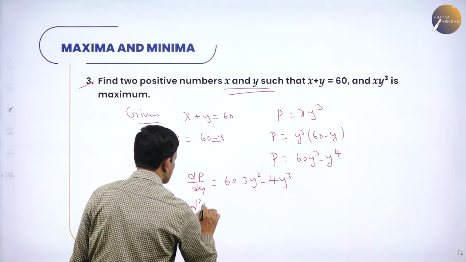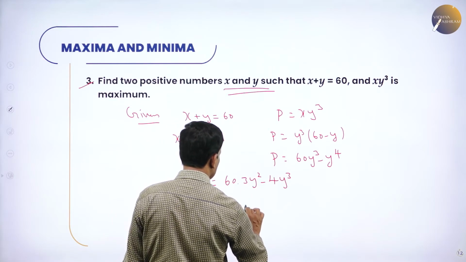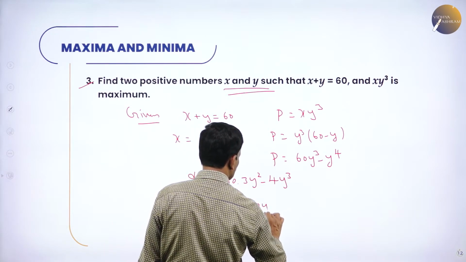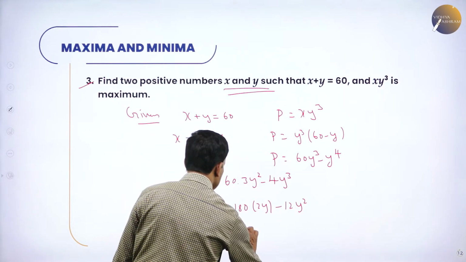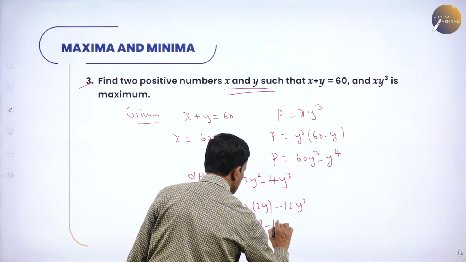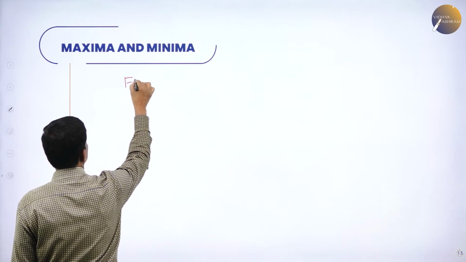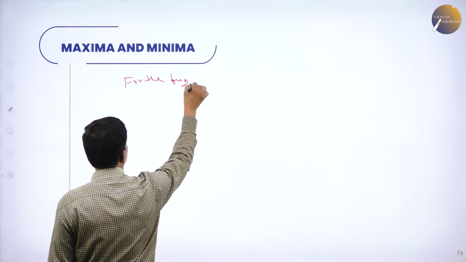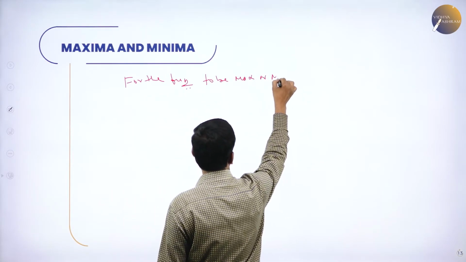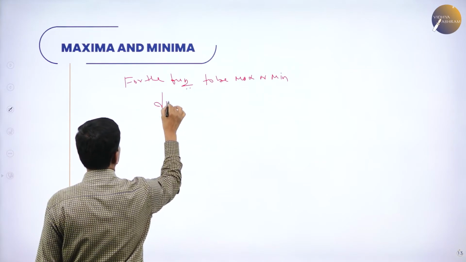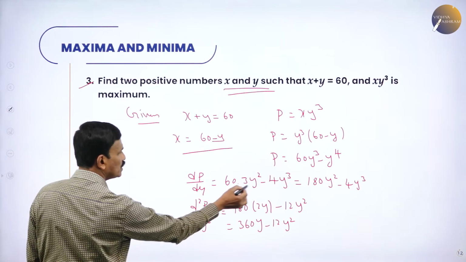Differentiate again, d square P by dy square is equal to 180 into 2y minus 12y square. This is 360y minus 12y square. Okay. For the function to be maxima or minima, what is the condition? dP by dy is equal to 0. That is, what is dP by dy?